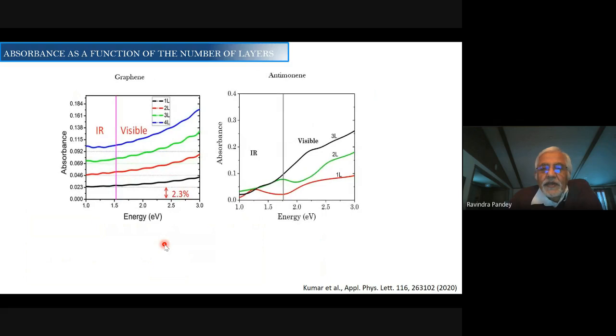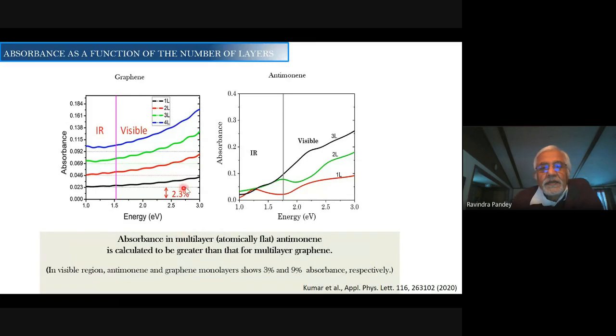So this just gives you an idea about how one can calculate the so-called absorbance coming from the transmittance. You can see that for monolayer graphene and monolayer antimonene, if you look at the spectrum, the peaks coming from IR are visible. As you increase the layers, the absorbance increases.